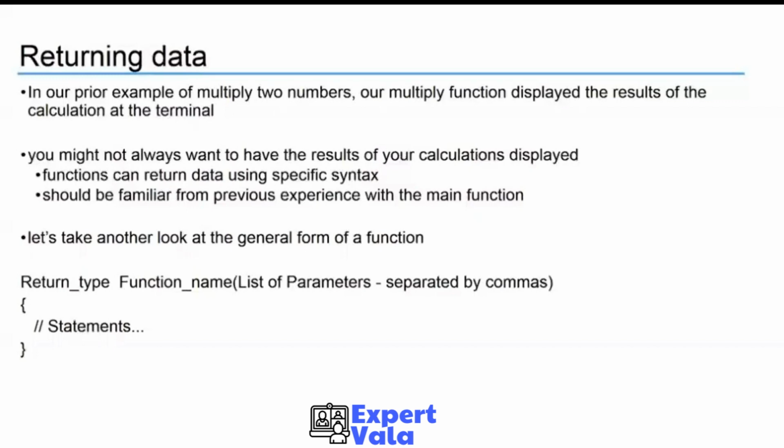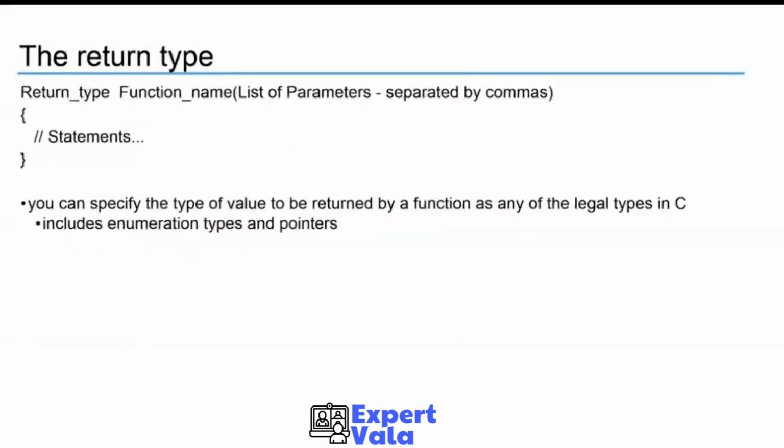Functions can return any kind of data. You just have to let the compiler know what kind of data you are returning. Whether it's an int, a float, a double, whatever it is, you have to specify that in your function header. You can specify that type of value to be returned by a function as long as it's a legal type in C. I mentioned the main ones, double, float, and so forth, but you can also return enumerations and pointers. We have not discussed pointers, but it makes things very, very flexible when you can return pointers.